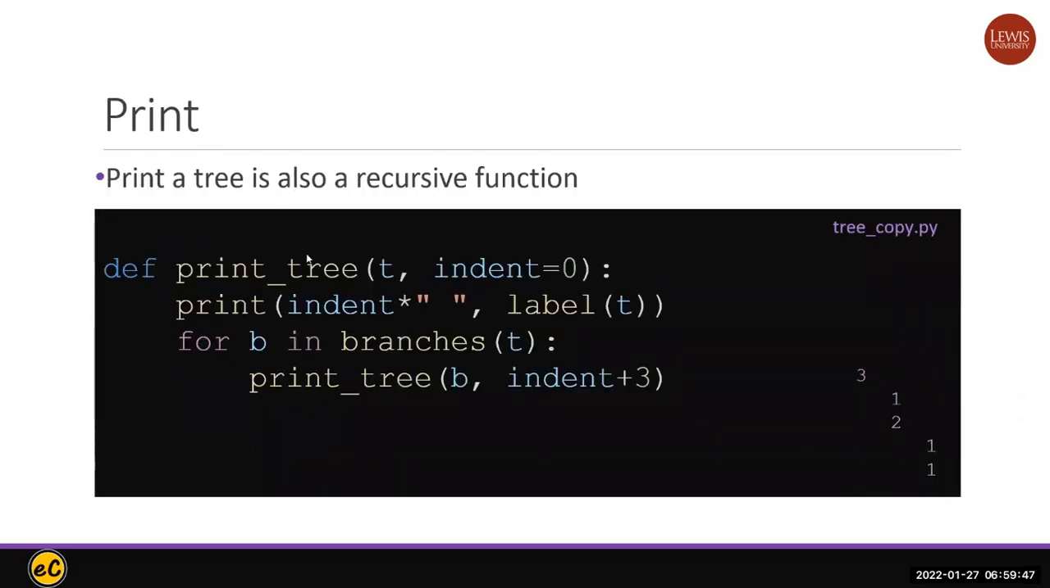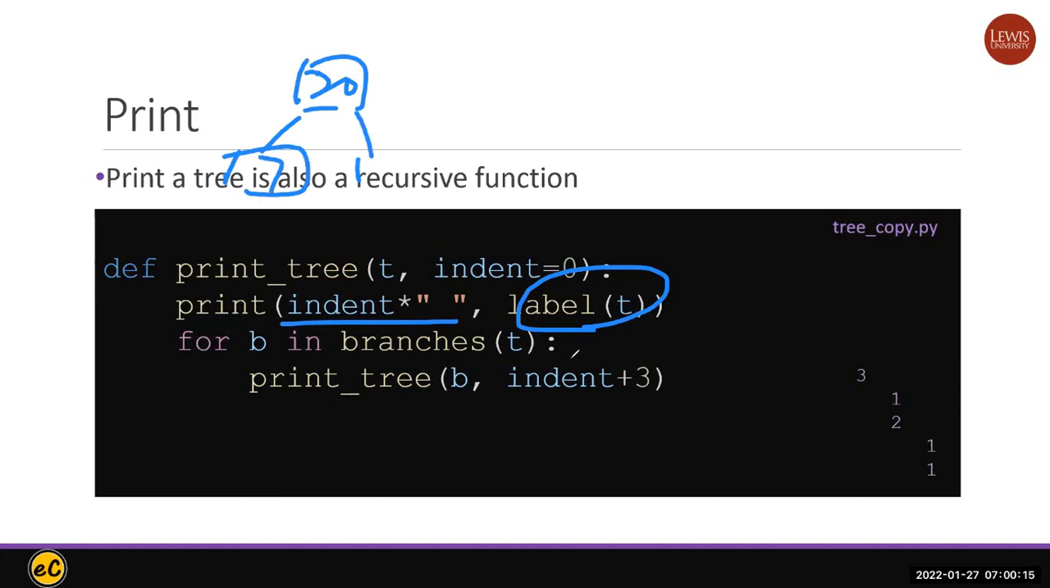And to print the tree, you print tree, with indentation equals 0. You adjust the indentation level. Your current node uses the indentation level you have, and then you print out a few spaces based on the current indentation level, and you print your label. So you have a node. Assume that you have 20, and under it you have 7 and 12.